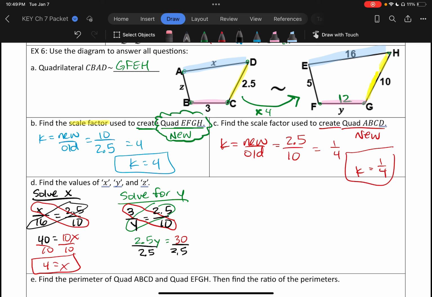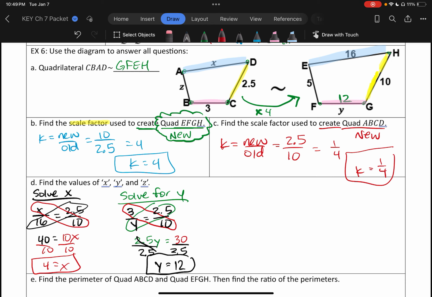When you start working with decimals and stuff like this, it's totally fine for you guys to use a calculator and just be 100% sure. But if I divide 30 divided by 2.5, you're going to get 12. So this kind of just goes and shows that you can use the scale factor to find these missing values. Just make sure that you show your work in some way, shape, or form. So next we'll look at z.